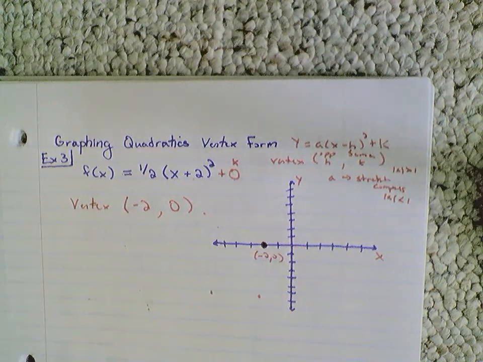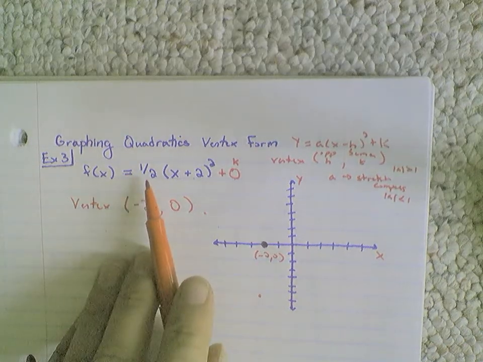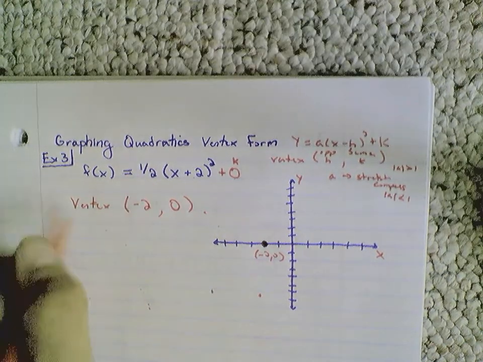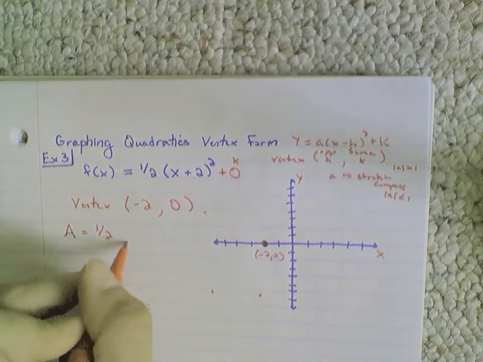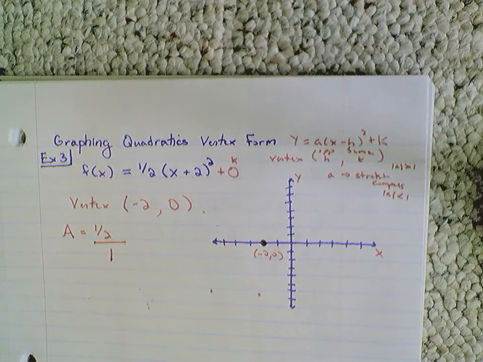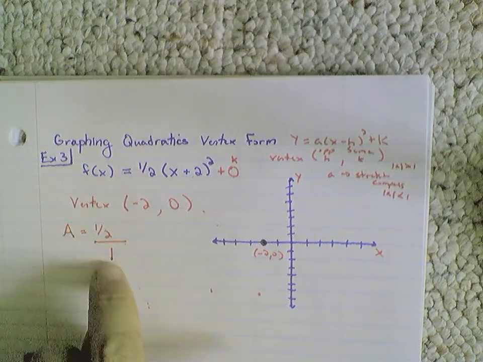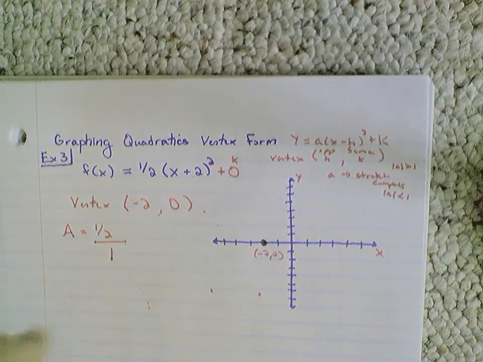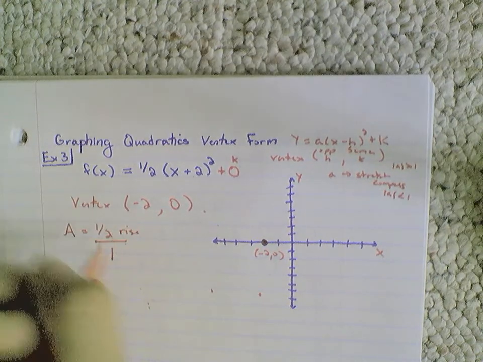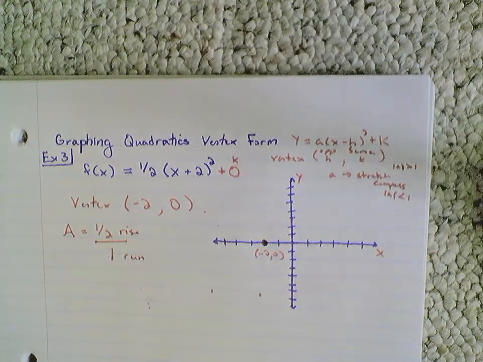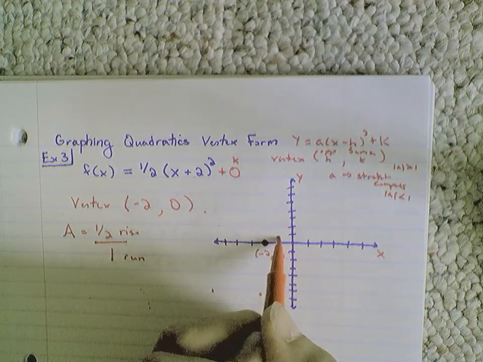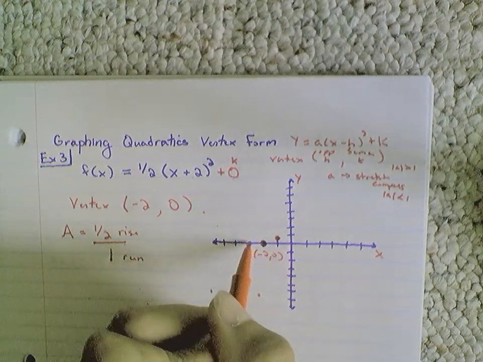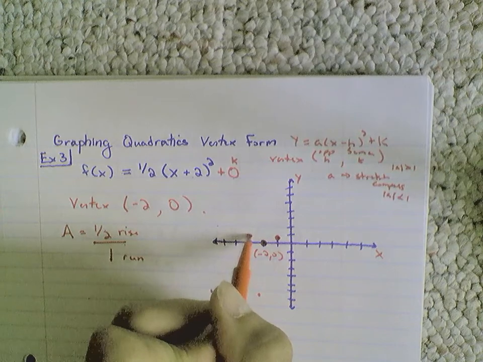Now, once I find the vertex, I then use my a to find the next 2 points. Okay, so right now my a is 1/2, and we always put the a over 1 to find the next 2 points. So I want to put 1/2 over 1. Now, remember that the top is the rise, the bottom is the run of how much it's being stretched. So this time when I go over 1, I should go up 1/2. And when I go over 1 the other way, I should go up 1/2.